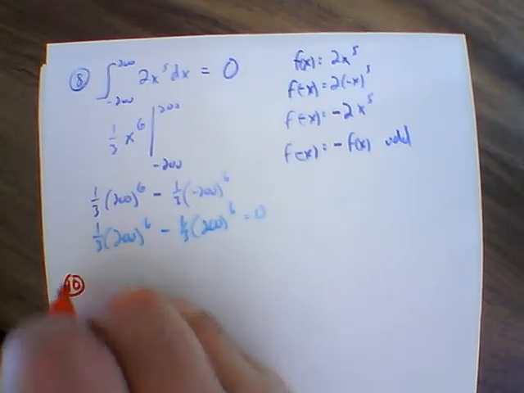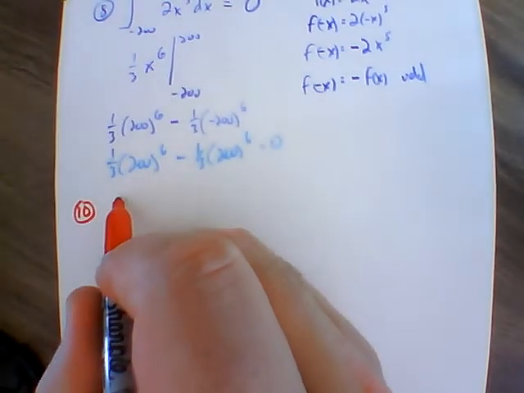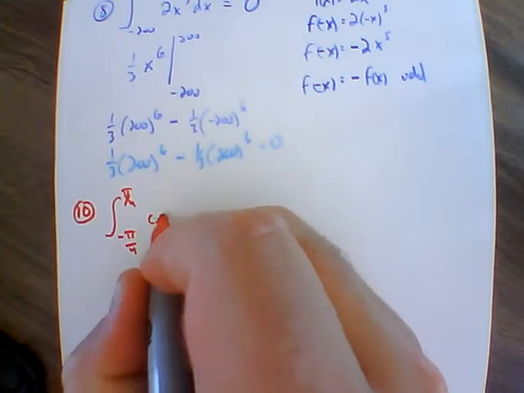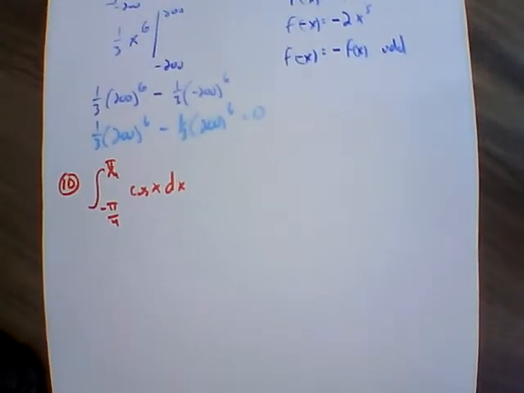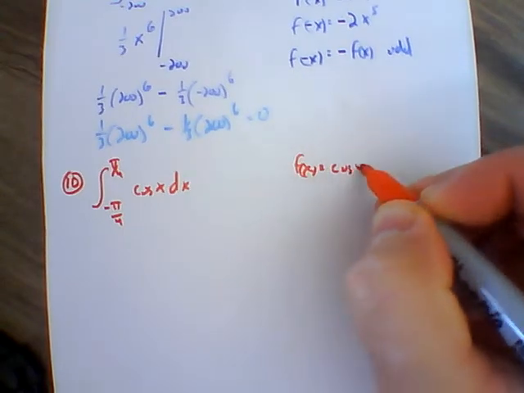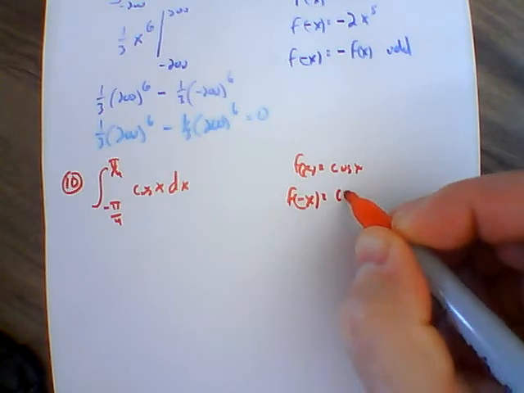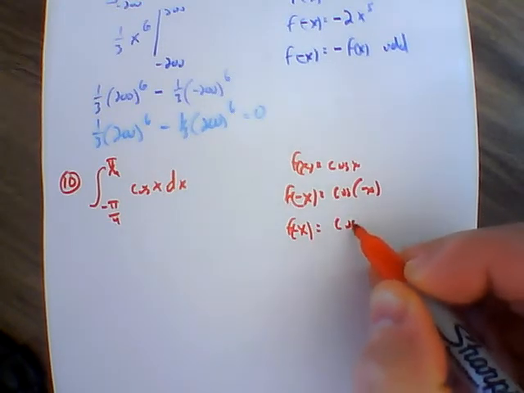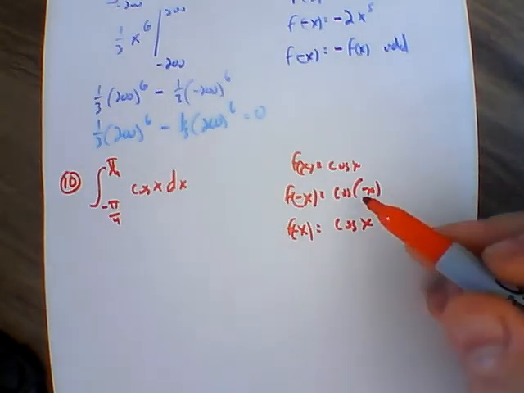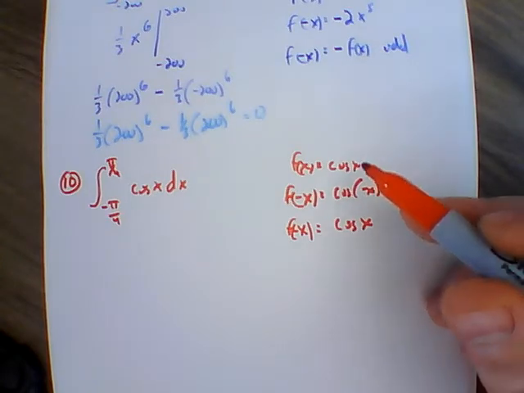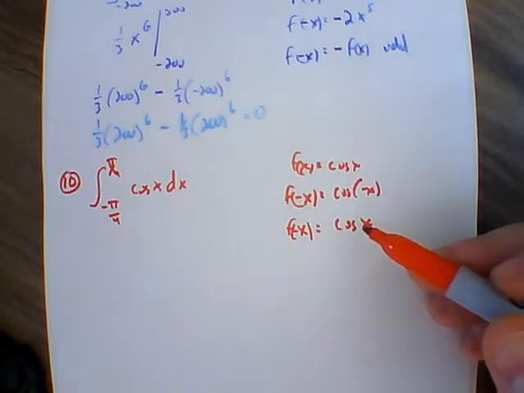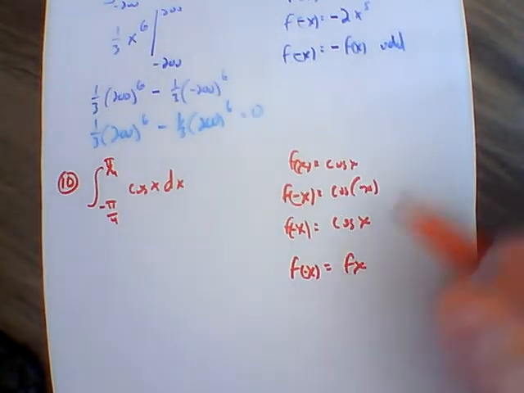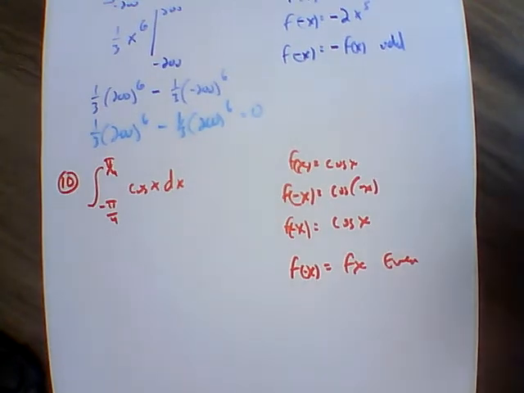Number 10 talks about the integral from negative pi fourths to pi fourths of cosine x dx. If we think about this function, f of x equals cosine x, then f of negative x equals cosine of negative x. Cosine of a negative angle is cosine of that angle. The negative angle and the positive angle have the same cosine values. That's one of our trigonometric theorems. So we get f of negative x equals f of x, so we have an even function.